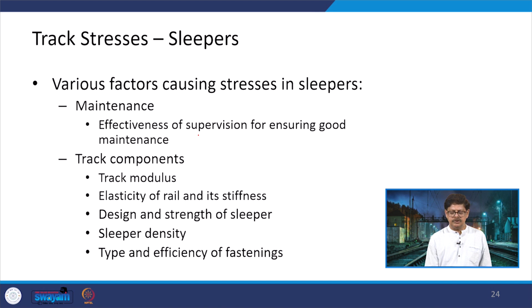Then there is the effectiveness of the supervision for ensuring good maintenance. This is also an important thing. If it is not being done by the staff, and is being left, then there will be certain sections in the track which will feel more distress, and then the wear and tear or various other types of defects may appear at that particular location. And when we are talking about the components of the track in terms of the strength characteristics, there is the track modulus, which we have discussed as the initial track modulus and elastic track modulus.